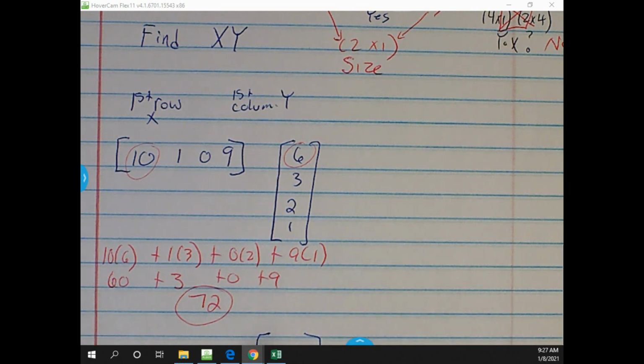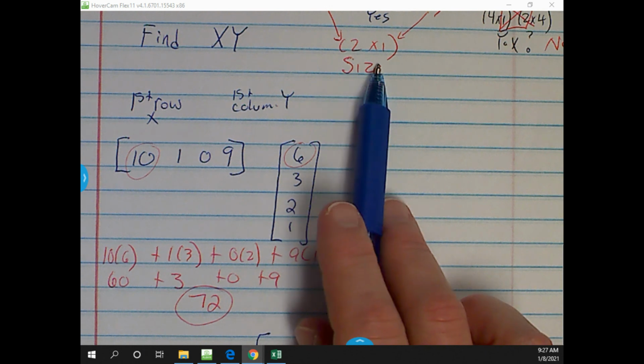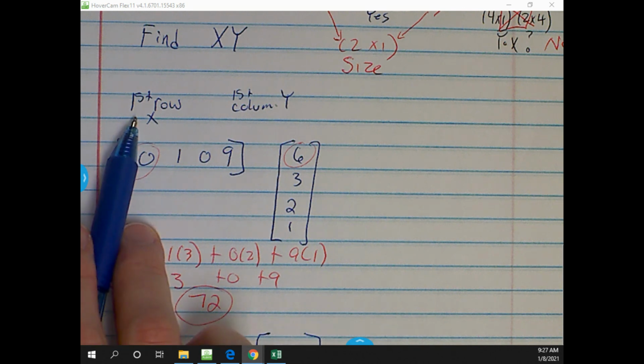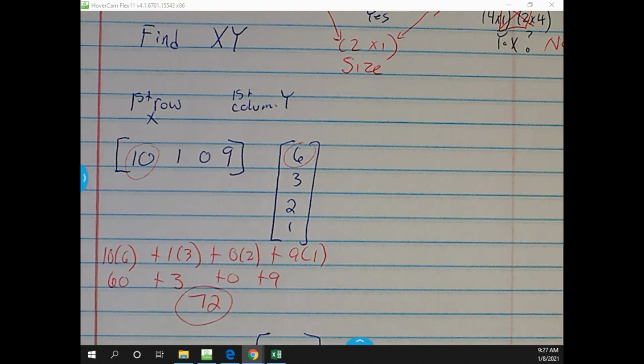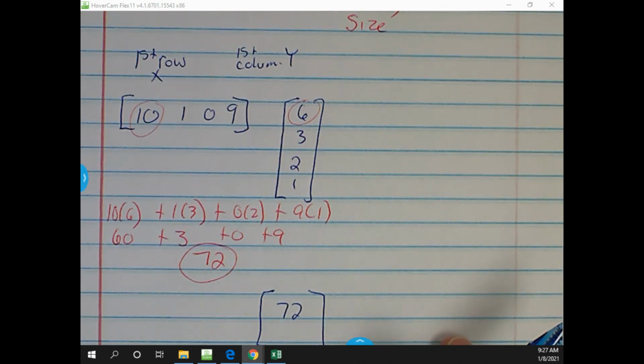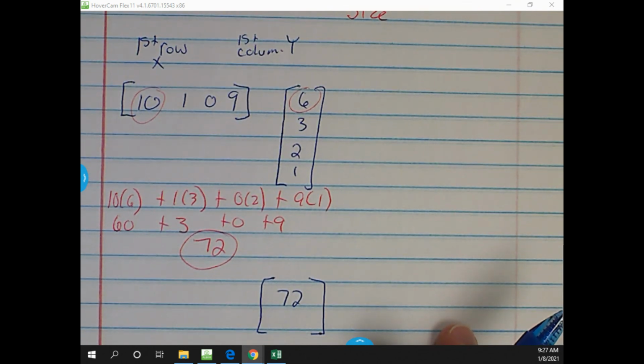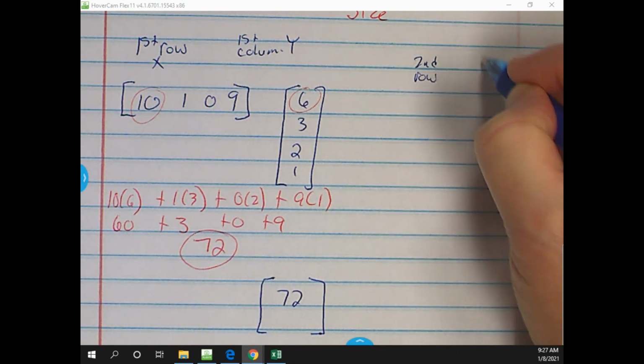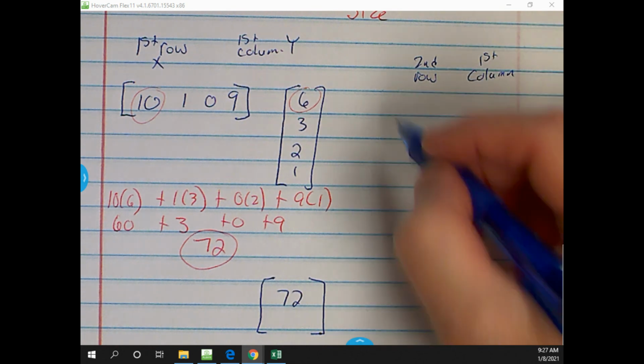Okay, and again, we said it's a 2x1, so we're going to have 2 rows and only 1 column. So this is going to be the first answer that goes in the first column. And since this is the only column that we have, well, now we have to go to the second row and multiply that by the first column, because there is only that 1 column, so that kind of cuts down on the work that we have to do here.